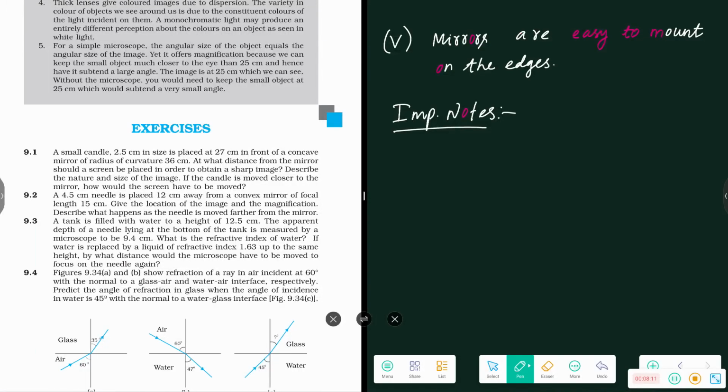Clear? Write some important ones. Number 1. Cutting of lens.